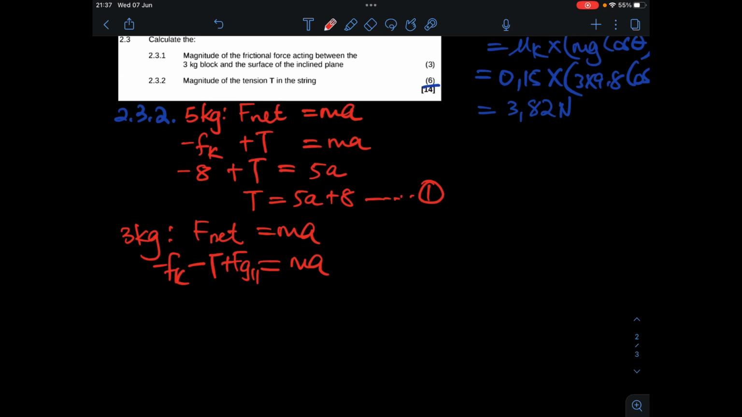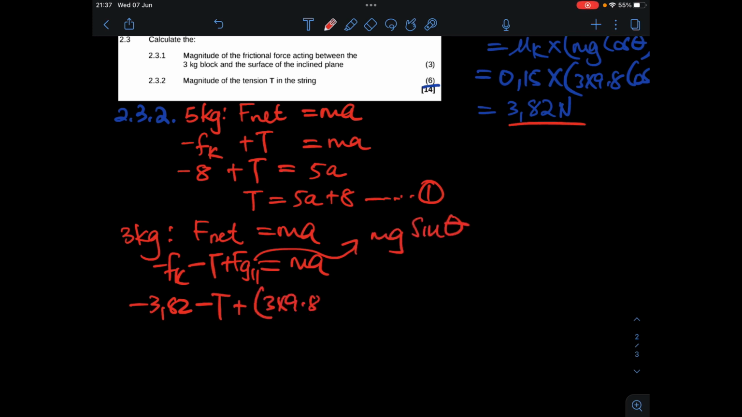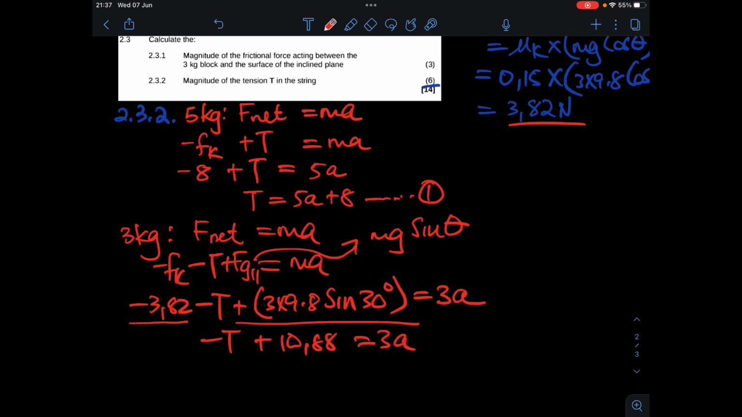Now let's substitute what we have. Do we have the Fk of 3 kg? We do. We just calculated that. It's going to be negative 3.82 minus the tension, it's unknown, plus Fg parallel, it's mg sine theta. So it's going to be 3 times 9.8 sine 30 is equal to, the mass is 3 and the acceleration is unknown. So guys, what I'm going to do, I'm going to say this plus this on a calculator. It's negative 3.82 plus 3 times 9.8 sine 30. So the answer there, we're going to have T plus the answer, it's positive 10.88 is equal to 3A. That one we can leave it like that as long as we dealt with the unlike terms.